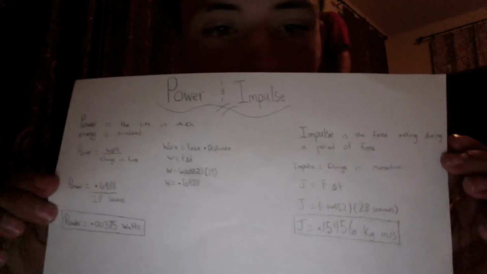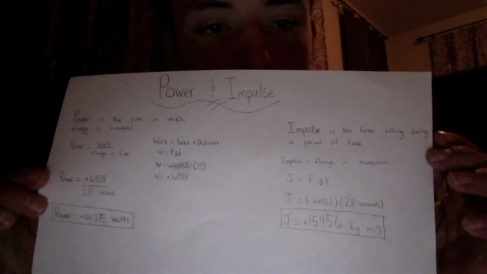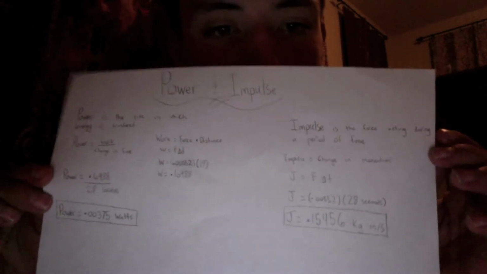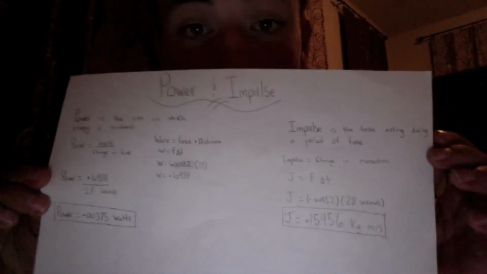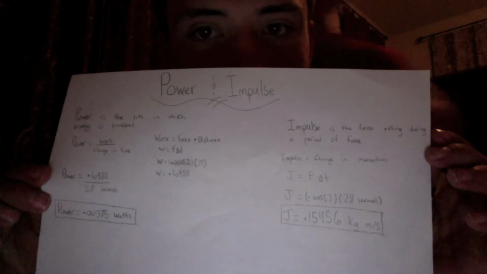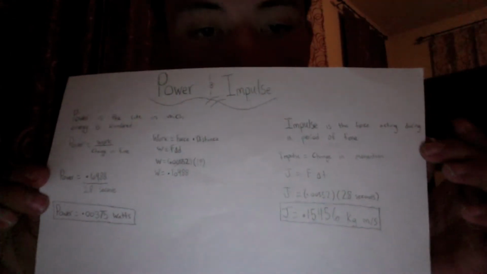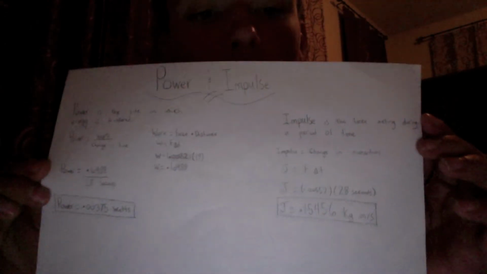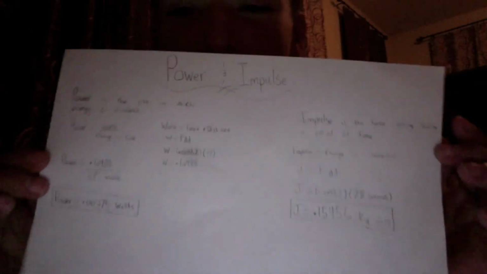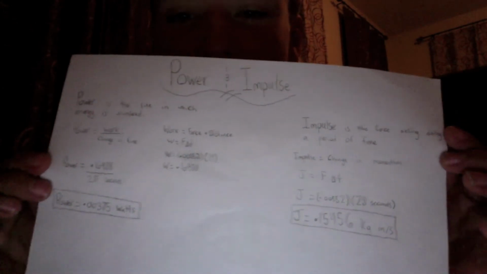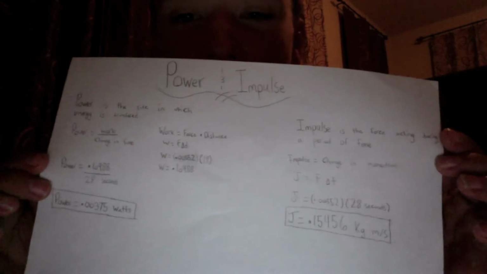0.10488, and then we plugged that into our power equation, so power is equal to 0.10488 divided by 28 seconds, and 28 seconds is the time it took for our car to do its run. Then we plugged it into the calculator, and we got our power to equal 0.00375 watts.